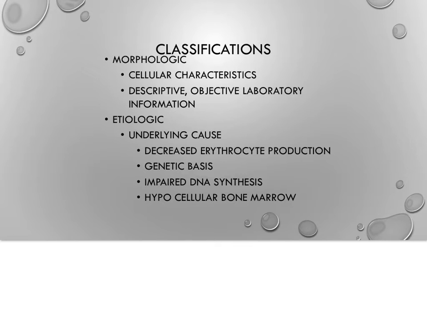You can classify anemias based upon the characteristics of the red blood cell, the specific lab tests that diagnose the specific type of anemia, and the actual underlying cause. Is it because we have decreased erythropoietin, for instance? Is it a genetic basis, impaired DNA, or is there something wrong with the actual bone marrow?